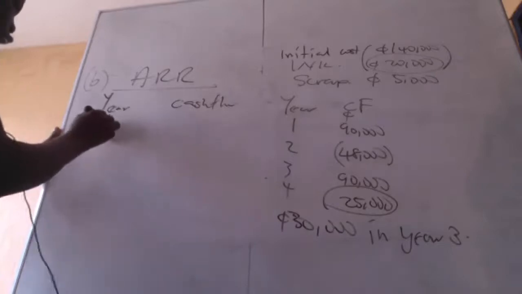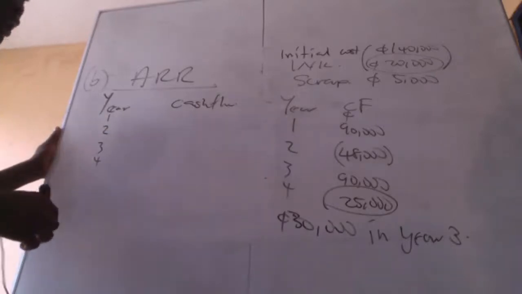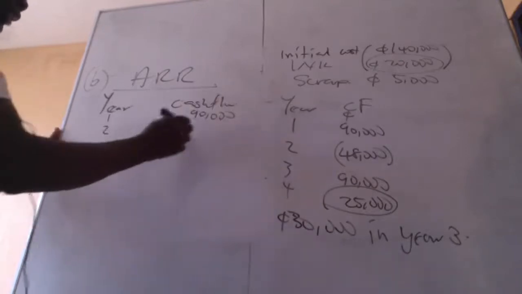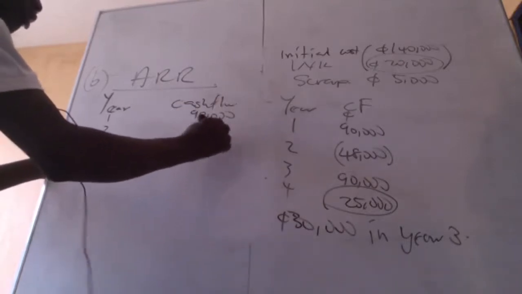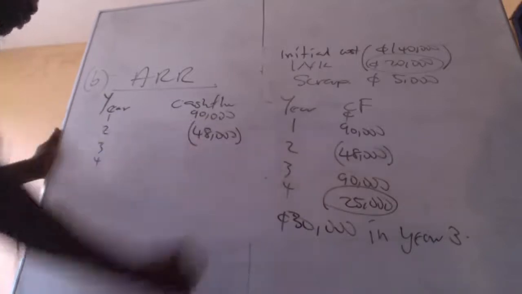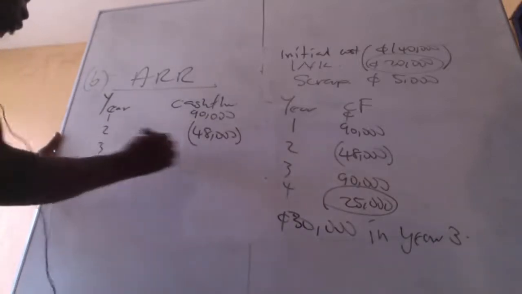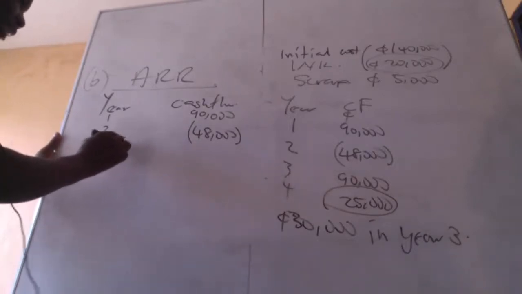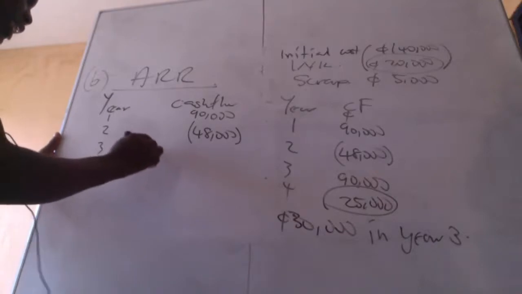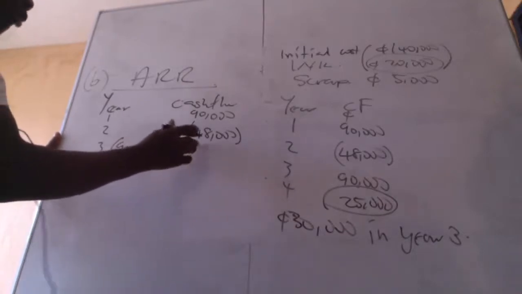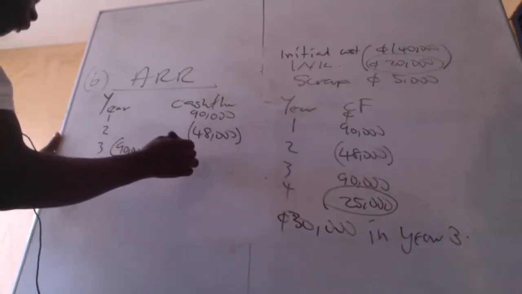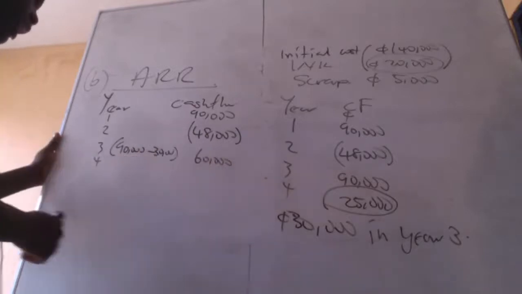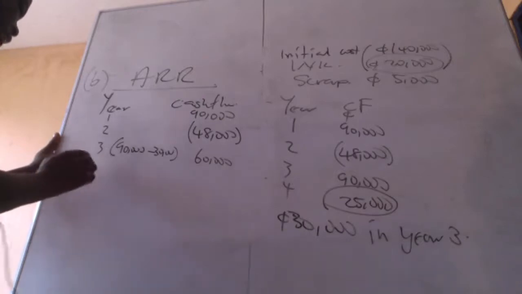So year 1, 2, 3, 4. Year 1 is 90,000. Year 2 is 48, please, it's a loss, so do it like this. Year 3 will be 60,000, which will be the 90,000 less the 30,000. So that will give us 60,000, right? And a final year.